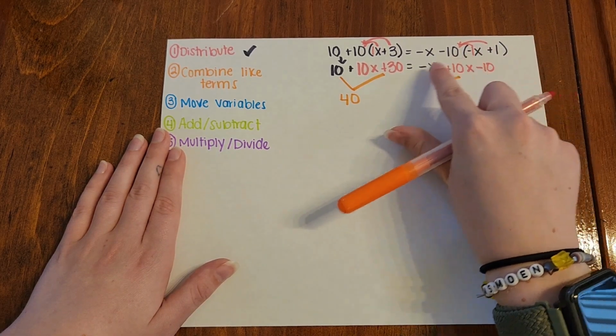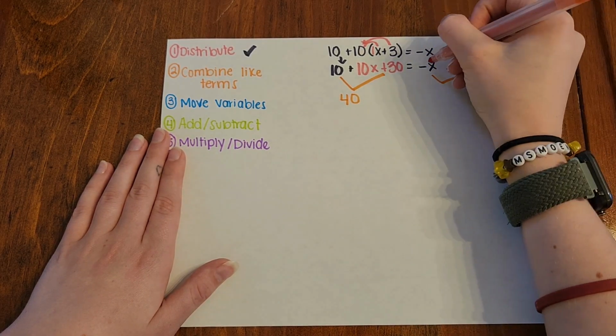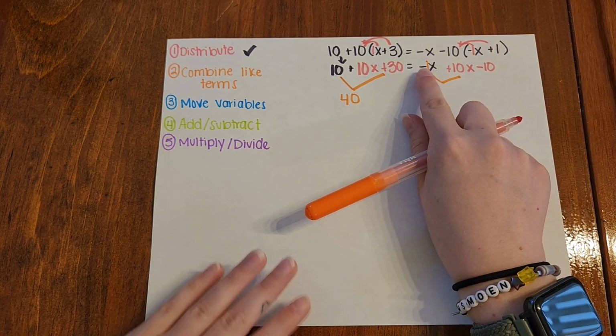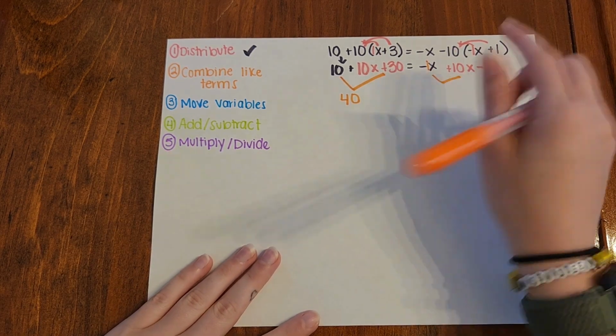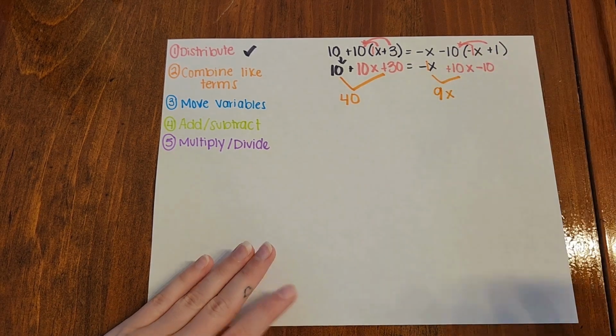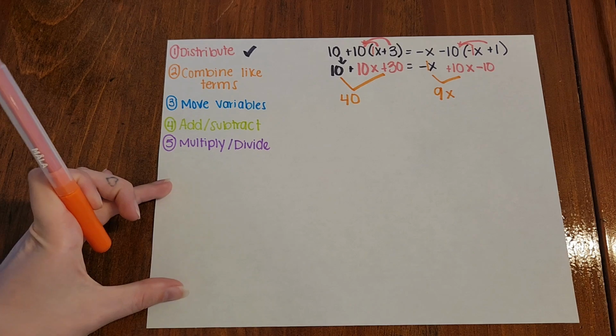And just like up here, this negative x is a negative 1 because there's an invisible 1 right in front. So negative 1 plus 10 is going to give us a positive 9, and we're just going to bring down the x right there next to it.